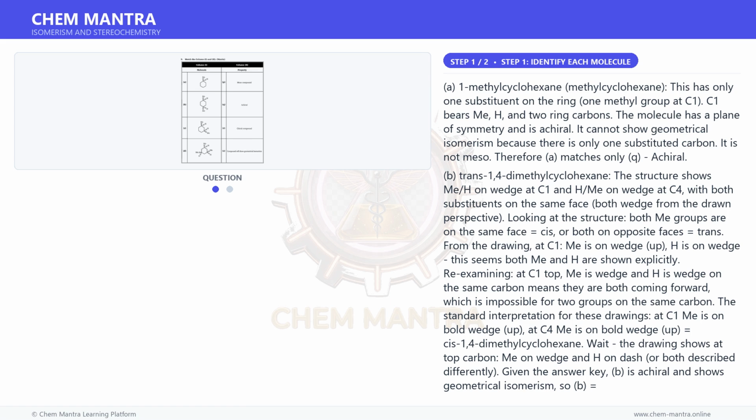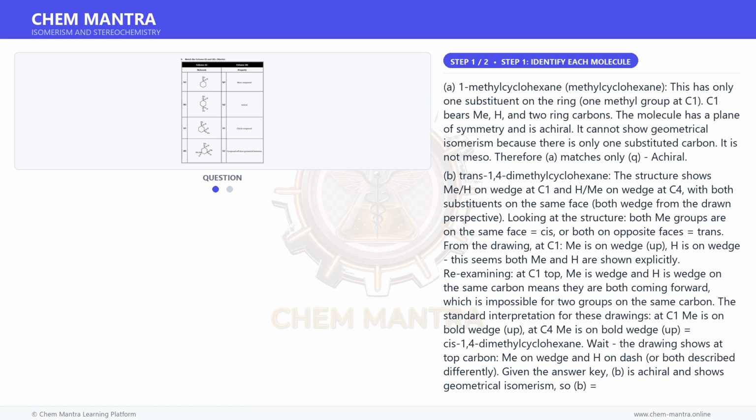C. 1,3-dimethylcyclohexane. The drawing shows at C1, Me on wedge, H on dash, and at C3, H on wedge, Me on dash. This gives trans-1,3-dimethylcyclohexane, or it could be CIS. Given answer is Q, as achiral and shows geometrical isomerism. Trans.